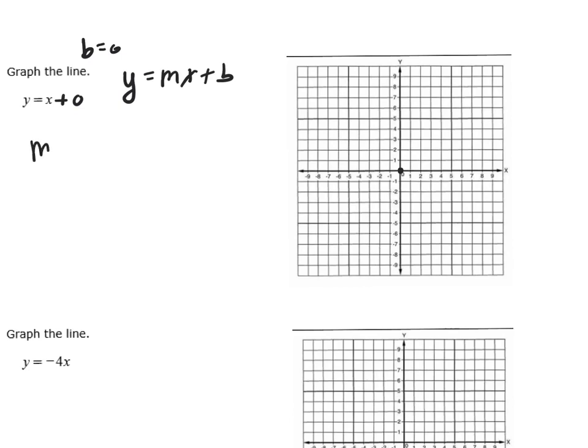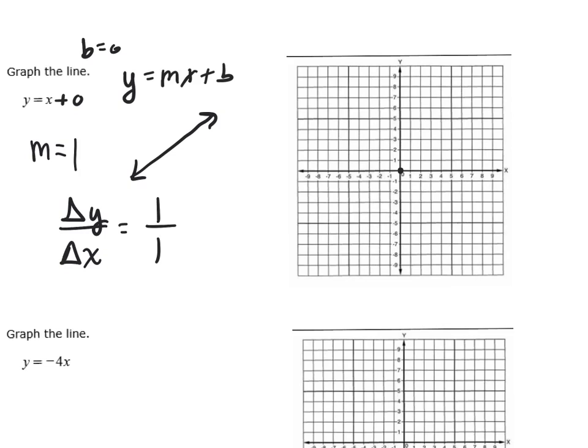The slope is going to be 1. Anytime you have nothing written beside the x, you can assume that the value of the slope is 1. So what that means is that the change in y over the change in x is 1 over 1. Also, this is a positive value, so your slope should go in this direction. Your line should be showing an upward trend.